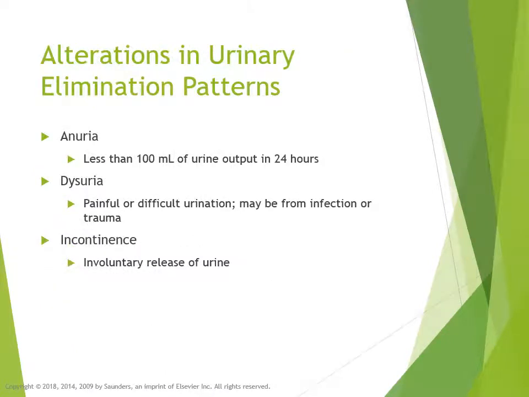Alterations in urinary elimination patterns. Familiarize yourself with this terminology. In box 29.1 in your textbook on page 544, you will find these terminologies and definitions. Anuria is when there is less than 100 mL of urine output in 24 hours. Dysuria refers to painful or difficult urination. Dysuria may be indicative of infection or some kind of trauma. And incontinence is the involuntary release of urine.